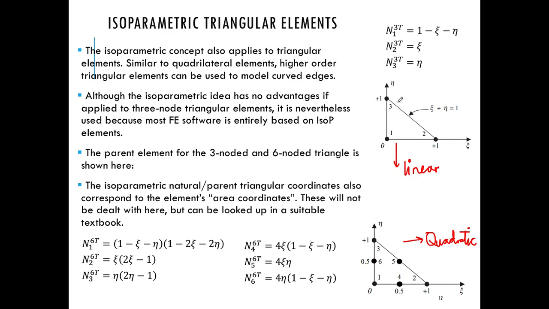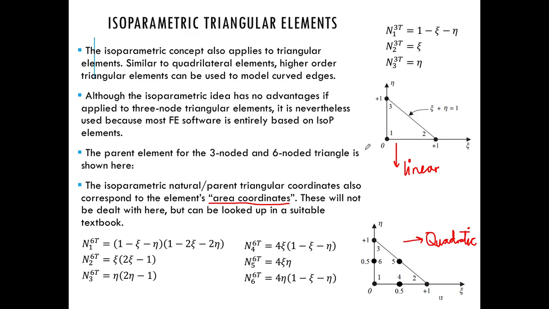Now there's also another concept which does not use these psi and eta coordinates. Instead, something else is used, referred to as the triangle's area coordinates. We will not be going into this concept, but I just want to mention that it's a special topic related to using isoparametric triangular elements, which you can look up in a textbook if you want. Sometimes it can be useful not to use psi and eta. Anyway, we will not go into it right now.